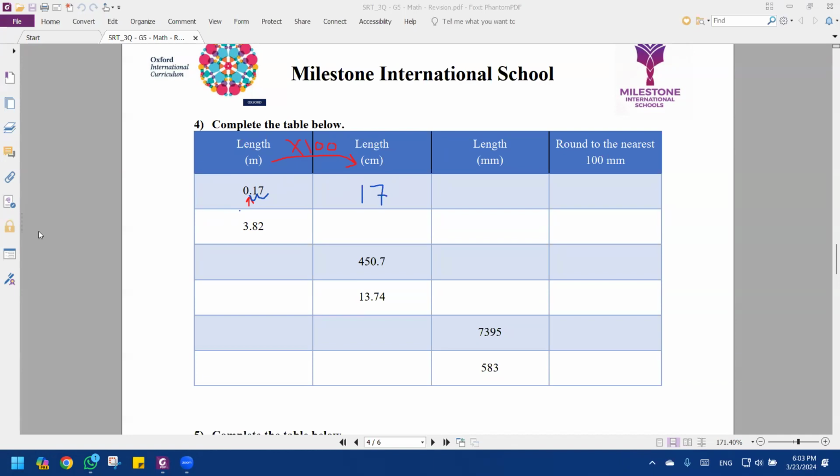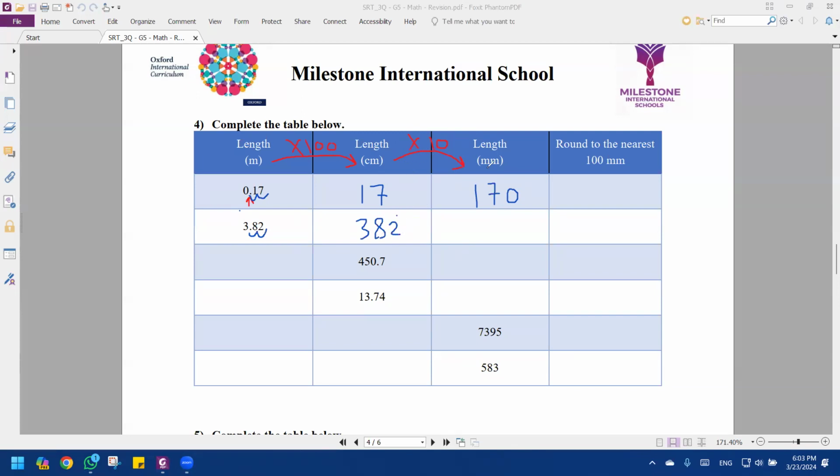Now let's continue. From centimeter to millimeter, again, from bigger unit to smaller unit, I multiply by 10 this time. Now I need to multiply 17 by 10. Do I have a decimal point to move? No. So we add 0. Multiply by 10, we add one 0. It's 170. Next one, 3.82. We move the decimal point 1 step, 2, the decimal point is out. 382.